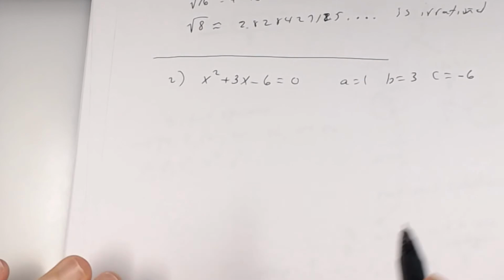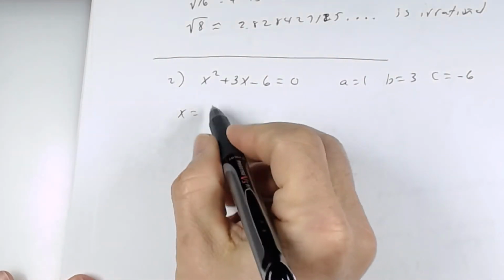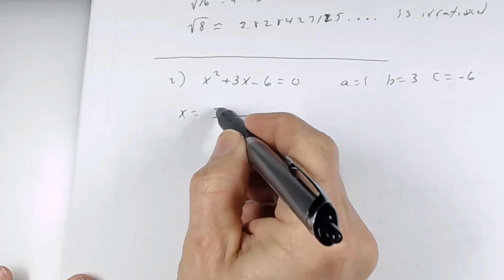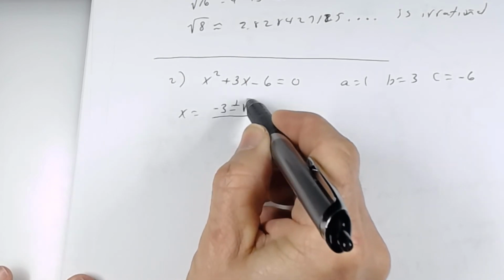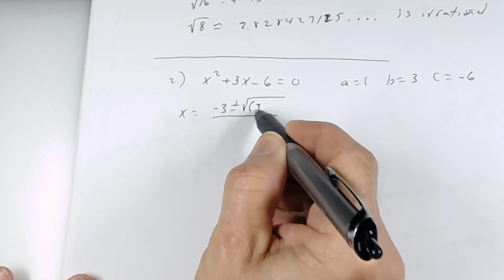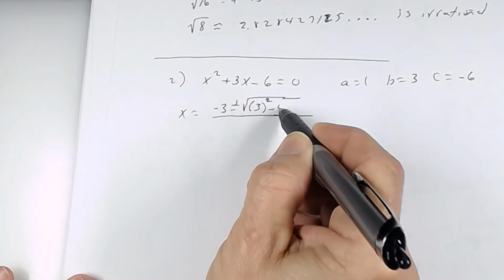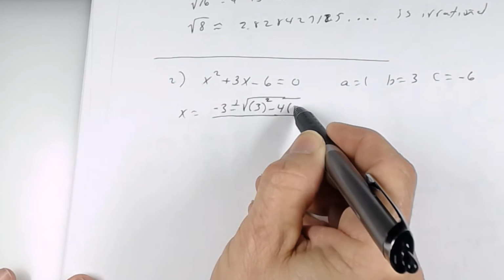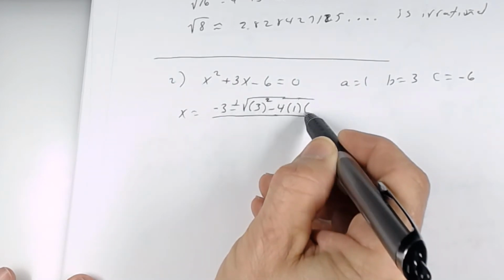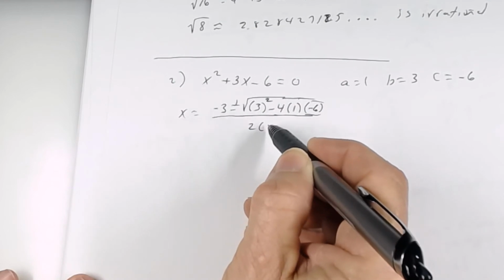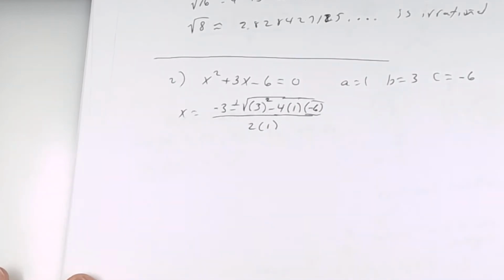All right, so we're gonna plug into our formula. So x equals, remember, it's the opposite of b. So b is 3. What do I get? Negative 3. Plus or minus the square root of, in parentheses, I'm gonna put 3. And what do I do to that? Square it. Minus 4 times a. What's a? 1. And what's c? Negative 6. Okay, all divided by 2 times a. And what's a? 1.